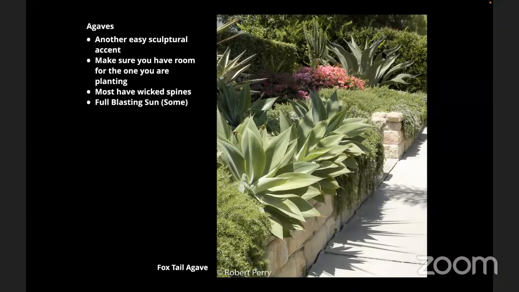Here's a couple of species of agaves. There are California native agaves, and there are agaves from other areas. The most common one that people can plant and it's easy to be successful with, very easy to find. And most agaves have pretty nasty spines on them, but one that doesn't have any spines is called foxtail agave, which grows in full sun to pretty much full shade.